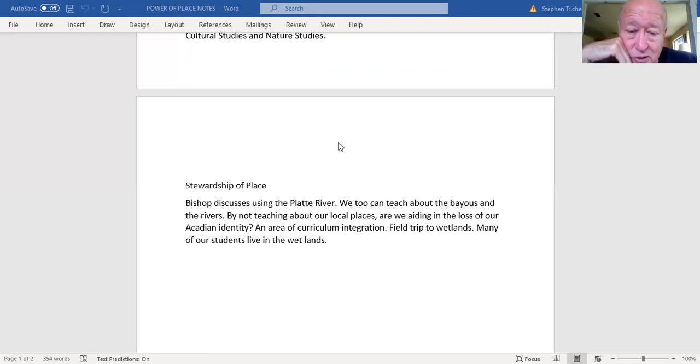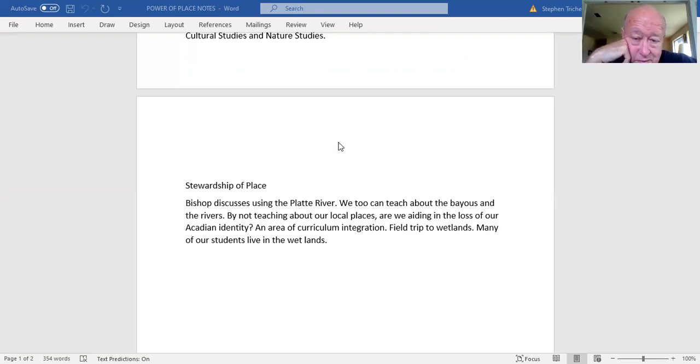By not teaching about local place, we're aiding the loss of our Acadian identity. To whatever degree any of you identify that way, obviously not everyone does. But to some degree, that still influences how everyone that lives in the Houma Thibodaux area thinks about themselves.